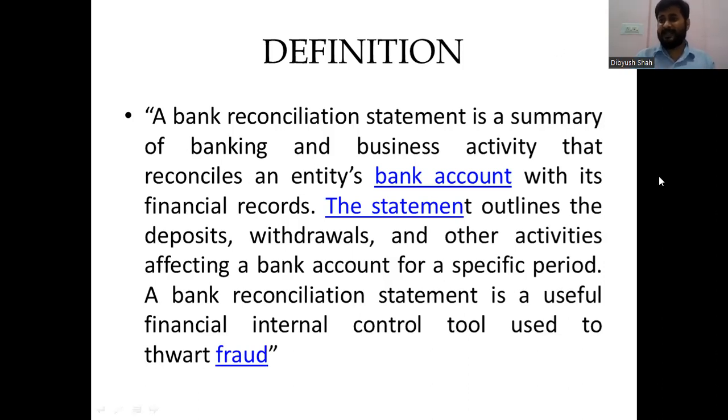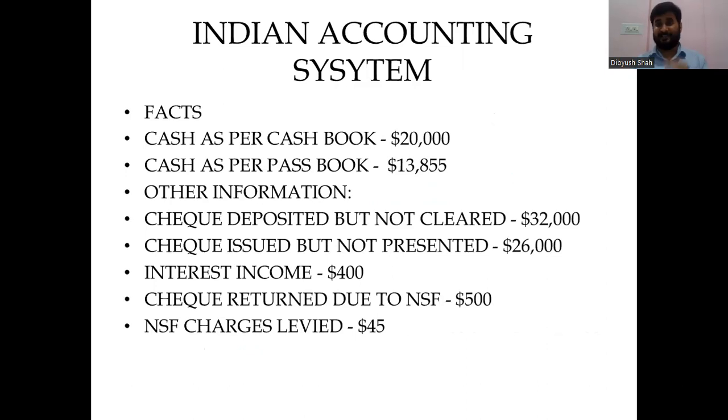Now, let's get straight to the point. Let me not bore you anymore with this topic that you are reading since your class 11 days. First, let's look at what the Indian accounting system says. So here are some facts. Cash as per cash book is $20,000. I have taken dollars because US. Cash as per passbook is $13,855, and they gave you some other information.